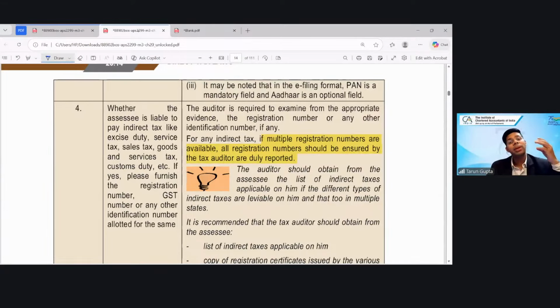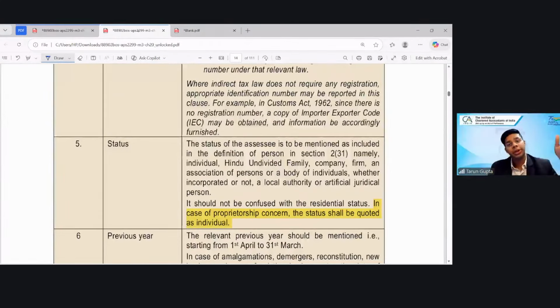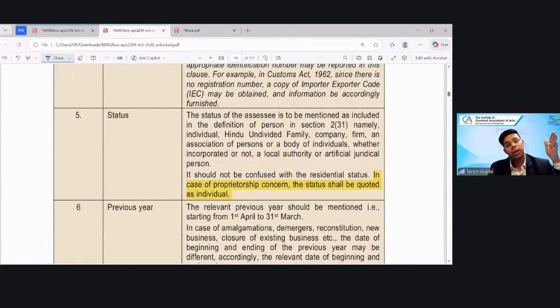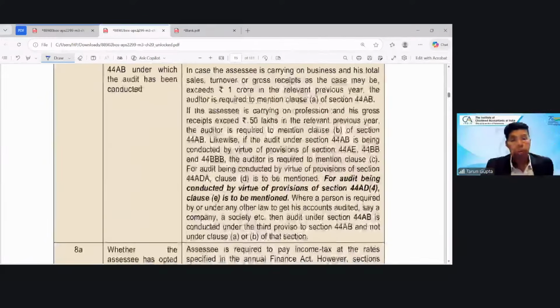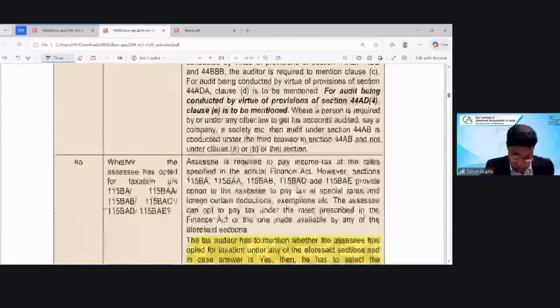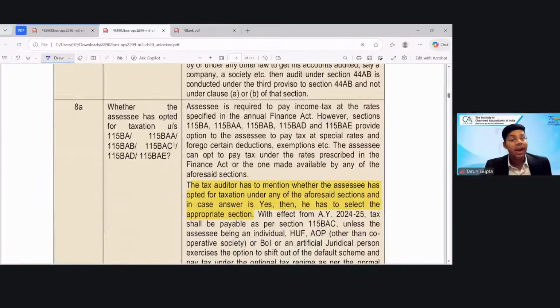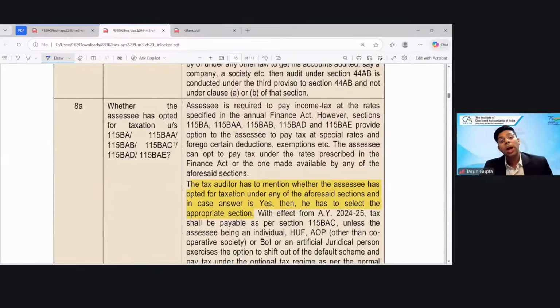Status. Status means the status of the entity, not the residential status. Status means whether the assessee is a partnership, company, LLP, covered under section 44ADA, or covered by 44AD, as the case may be. In clause number 8, you have to state at the time of tax audit whether you are going for the new tax regime. You have to state it here.